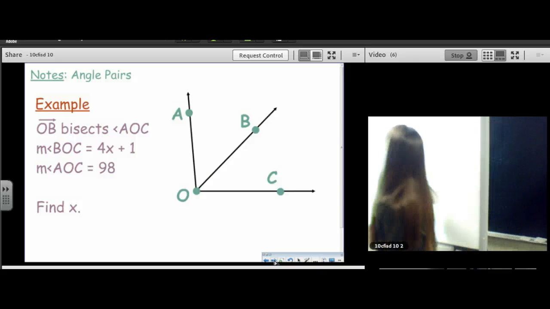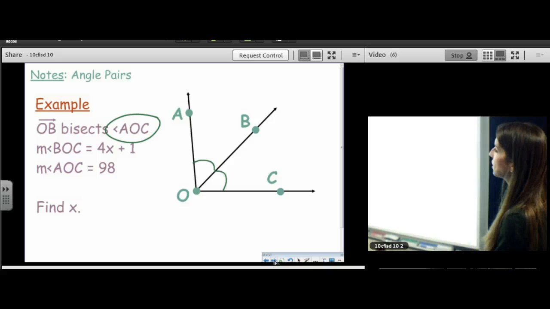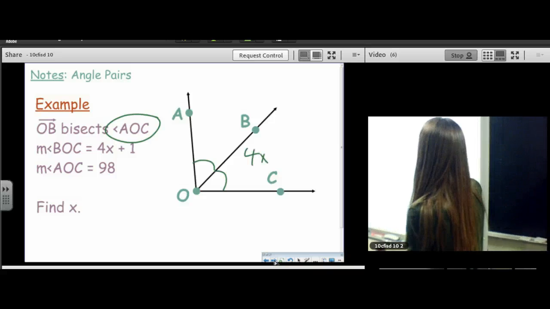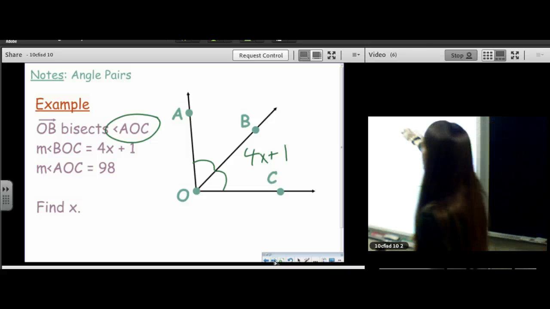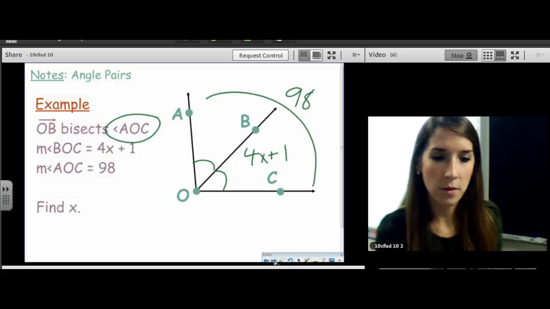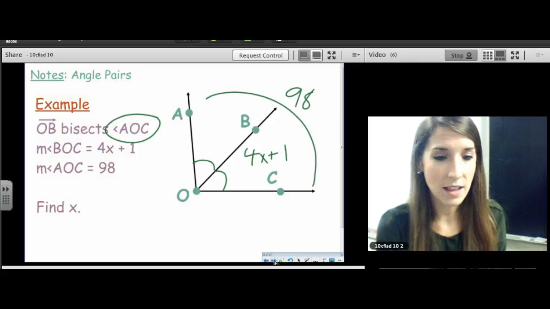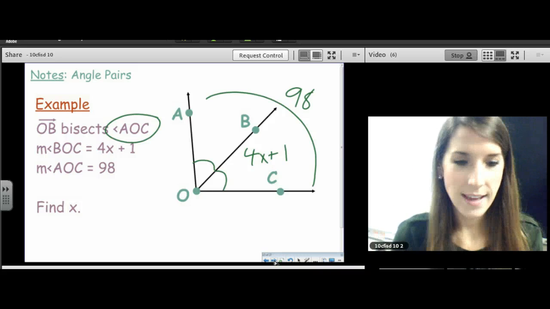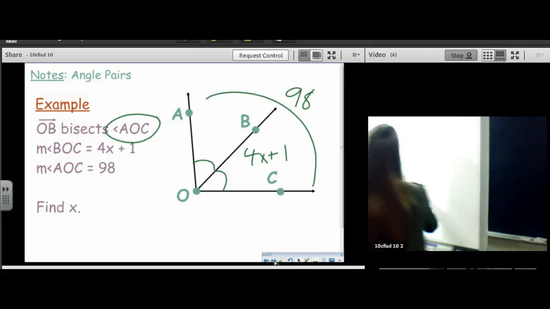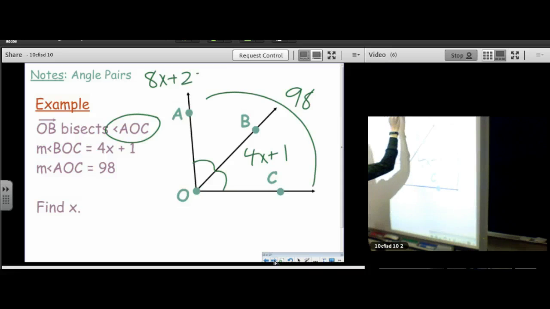All right, next one. OB bisects AOC. What's the first thing you should do? Arc, arc. Measure of angle BOC is 4x plus 1. Measure of AOC is 98. So here we go. I'm giving you the half and I'm giving you the whole. So you definitely don't set them equal. We wouldn't say 4x plus 1 equals 98. We would say 8x plus 2 equals 98.